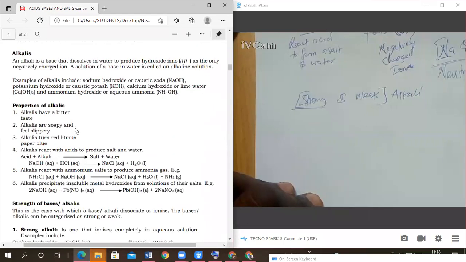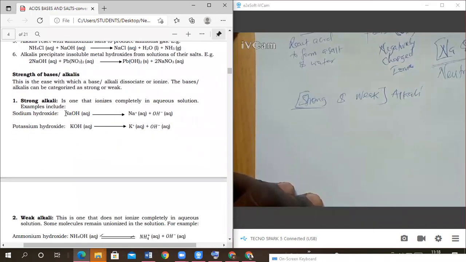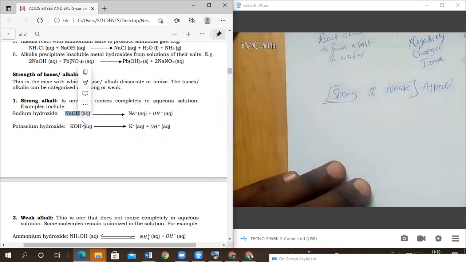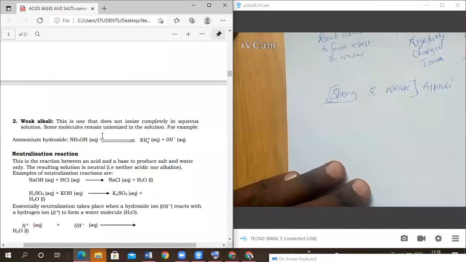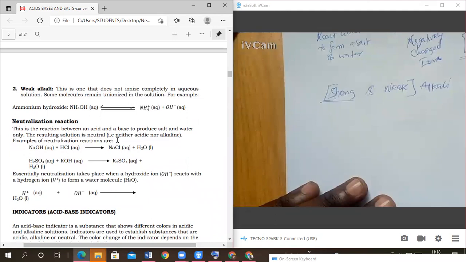Now let's look at this. What about these ones? This base, sodium hydroxide, 11 to 14. Then potassium, they are strong. They are strong bases, isn't it? Strong alkalis. So strong alkalis start from where to where? 11 to 14.